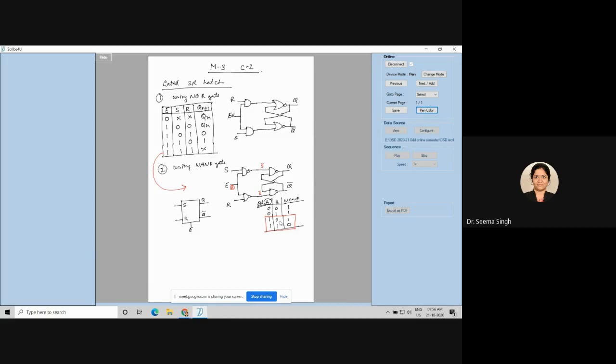Is it clear? Can I go on to the next topic? We will see one application now. Any doubt with respect to the block diagram or the truth table or the functioning? Please let me know, I will explain. Otherwise, I will go to the next topic. Okay, fine. All clear, I guess. So now we will do the next.